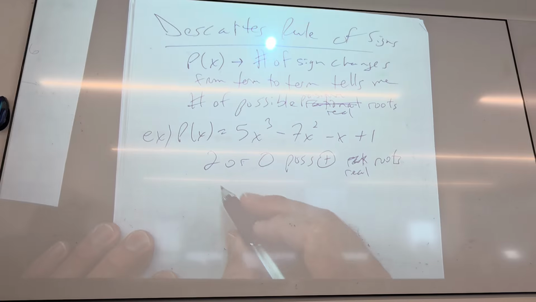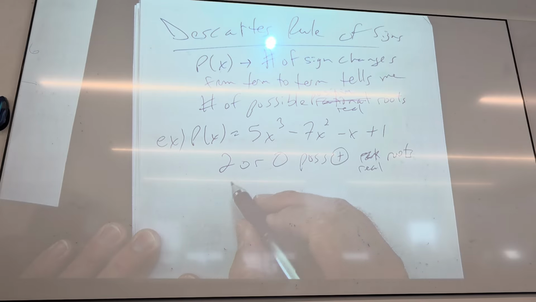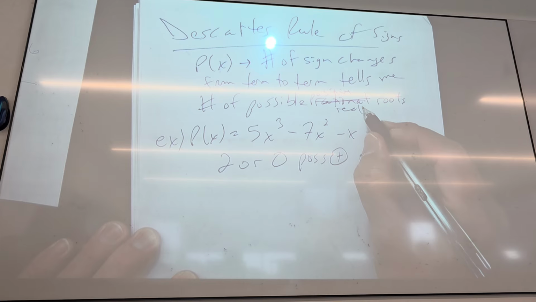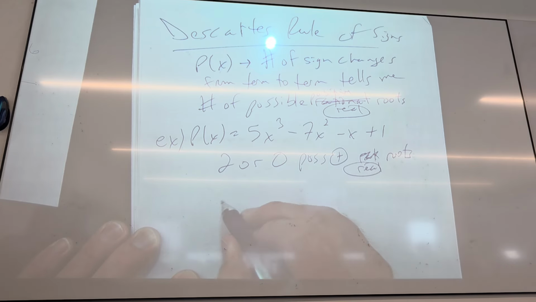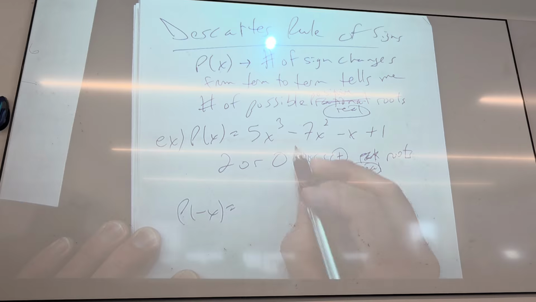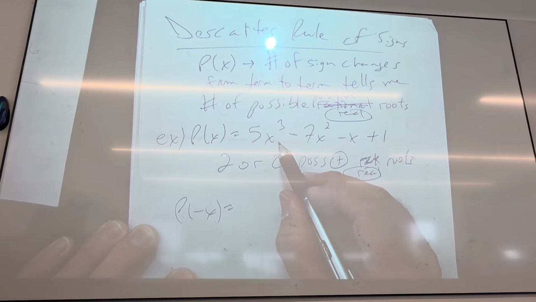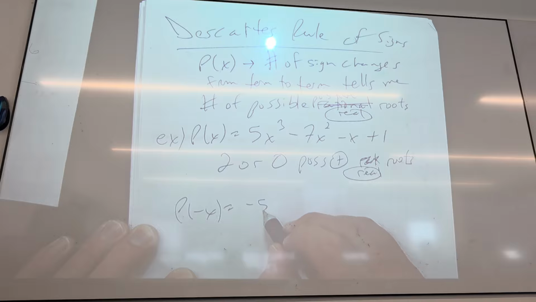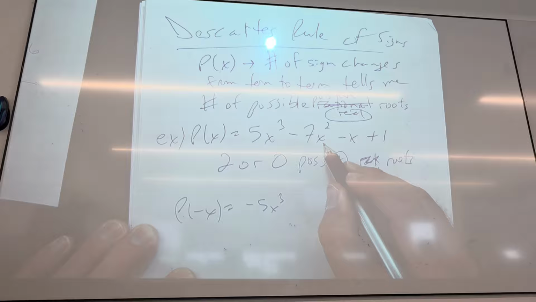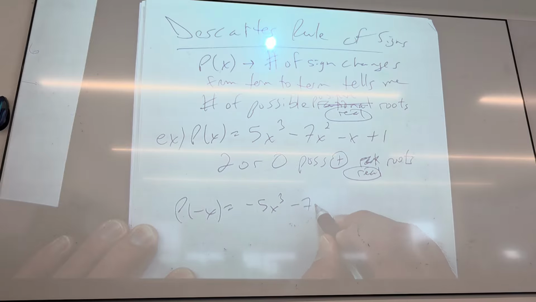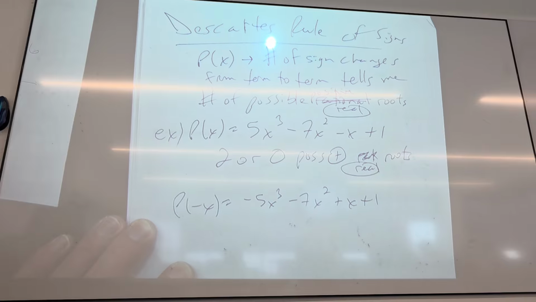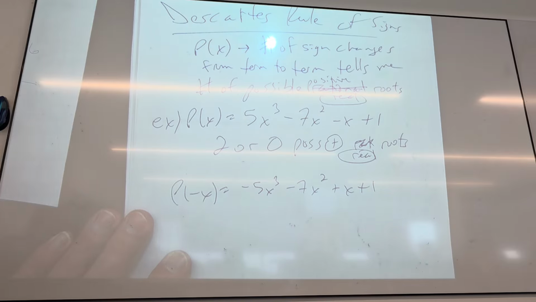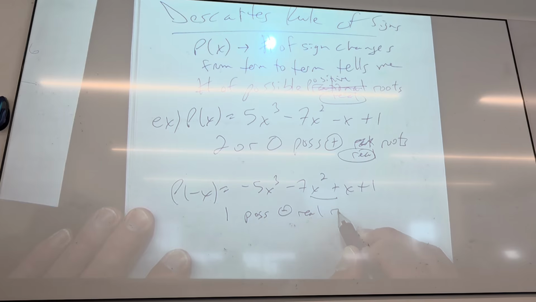So how do I tell the number of possible negative real roots? You're plugging in a negative x. Yeah, so if I put a negative x in, what's the shortcut? Does anyone remember? Odd power terms will keep the negative, so they'll change signs. Even power terms, the square would kill the negative, so they'll stay the same sign. So how many sign changes now? One sign change. So there's one possible negative real root.